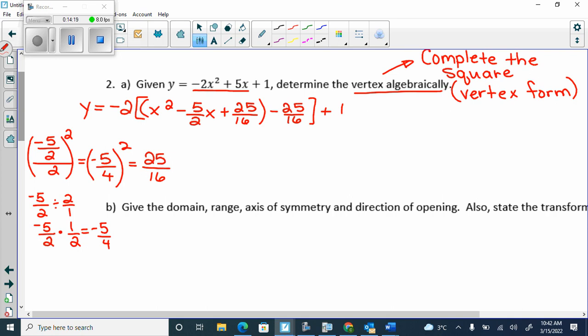All right. So we're going to get y equals negative 2. And then we have to go to a bracket and we get x.